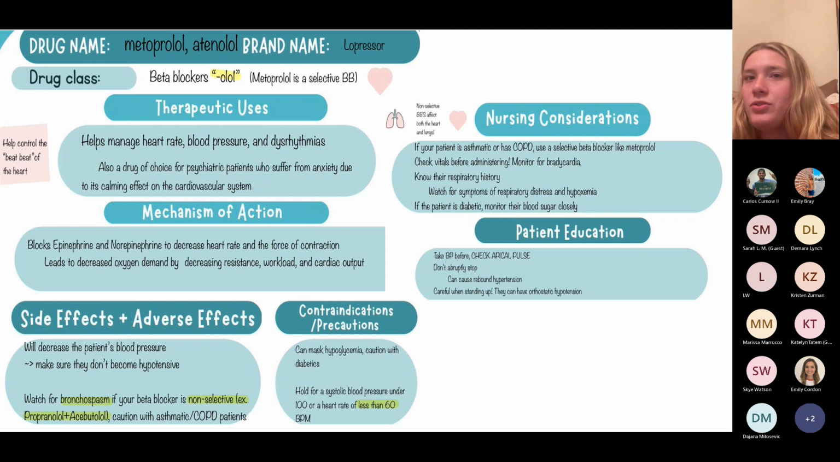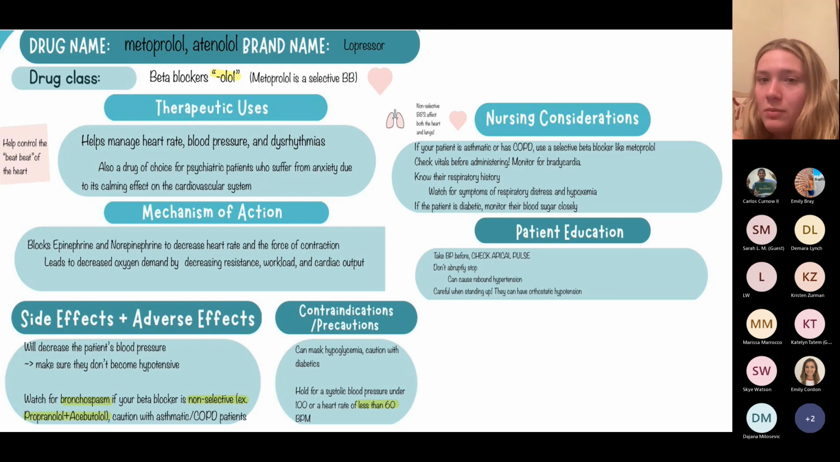What do beta blockers do? I like to remember it as BB for beta blocker. They help control the beat of the heart. So this helps manage our heart rate. If you have a patient who has a consistently elevated heart rate, metoprolol is a very good drug to drop the heart rate, manage blood pressure, and manage dysrhythmias. We also use this medication for patients with anxiety because of its calming effect.